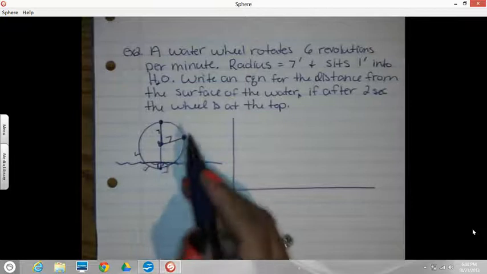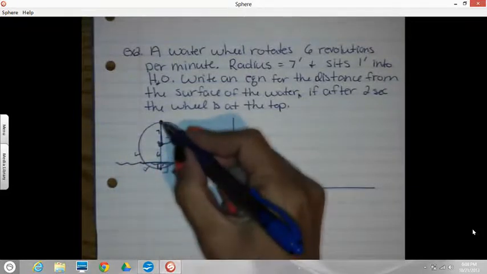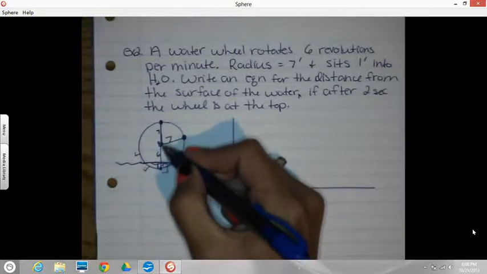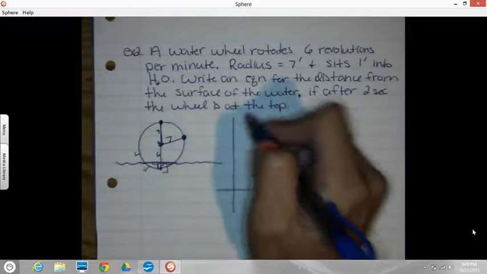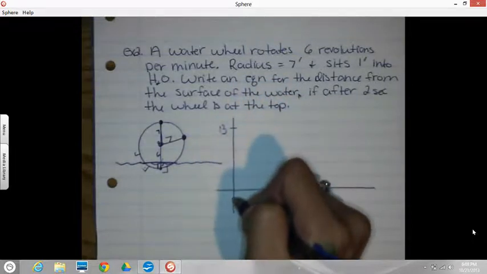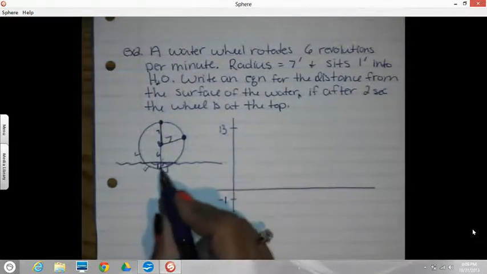So if 1 foot's below the water, there's 6 feet above. So this point would be a total of 13 feet above the water. So it's going to max out at 13 feet. The minimum is going to be negative 1 feet because it's below the surface of the water. When it's down here, the distance from the surface is a negative 1, in that direction.